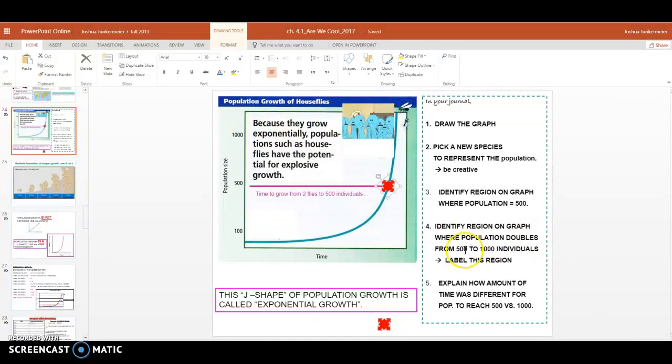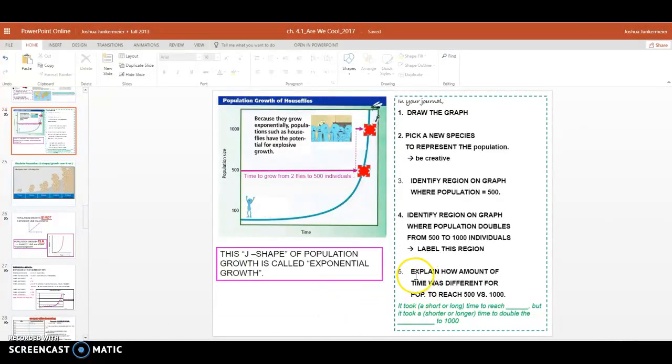Next, it says identify region on graph where population doubles from 500 to 1,000. I have my little marker up here, and I'm going to balance it with the 1,000. So this is where the population reached 500, and then quickly thereafter you see that it reaches 1,000. So it took this long to reach 500, and even a shorter period of time to reach 1,000. That's exponential growth. When a species over time grows faster and faster over less time, that's exponential growth.